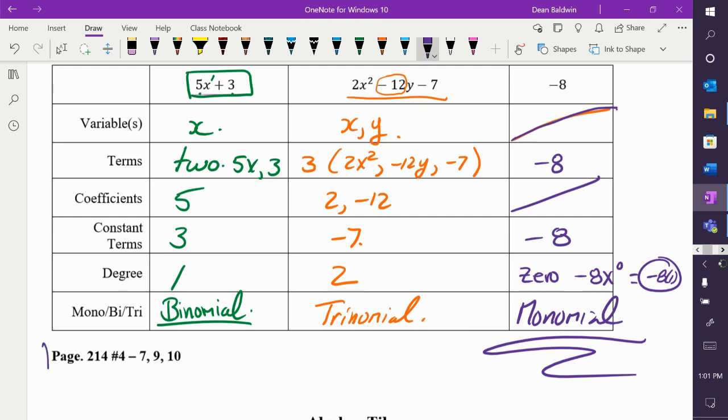Here's your questions in the book. Books are up here, or you've got them on your phone. Work through those questions, and then we're going to move on to everybody's favorite thing, algebra tiles.